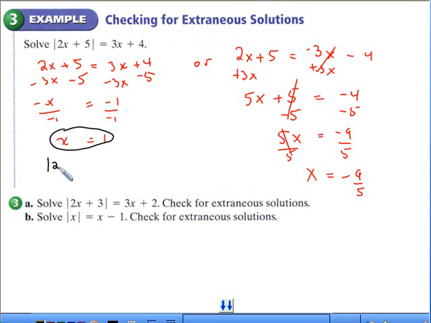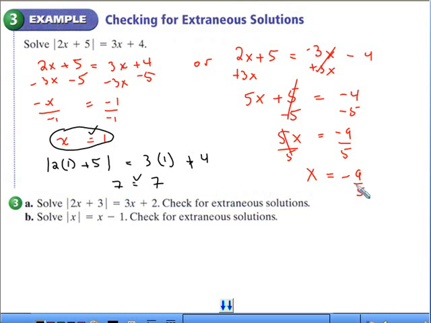So we have the absolute value of 2 times 1 plus 5. Does that equal 3 times 1 plus 4? So 3 times 1 is 3 plus 4 gives you 7. Over here, 2 times 1 is 2, plus 5, that gives you 7. What's the absolute value of 7? 7. So we know this is a solution.